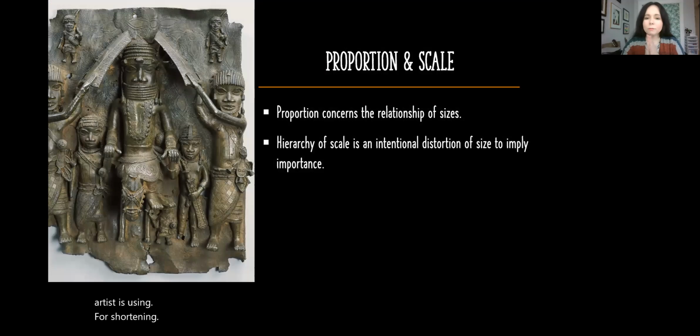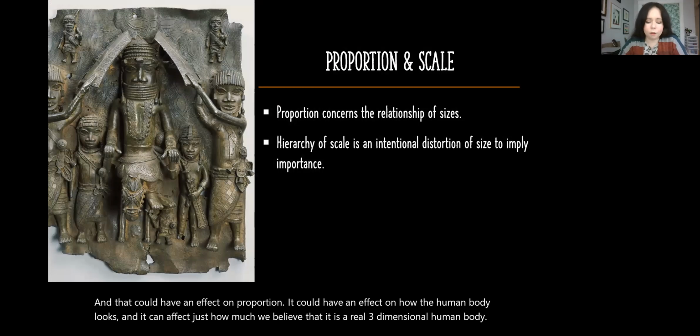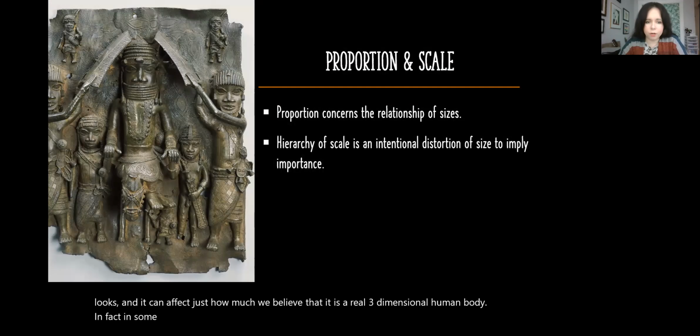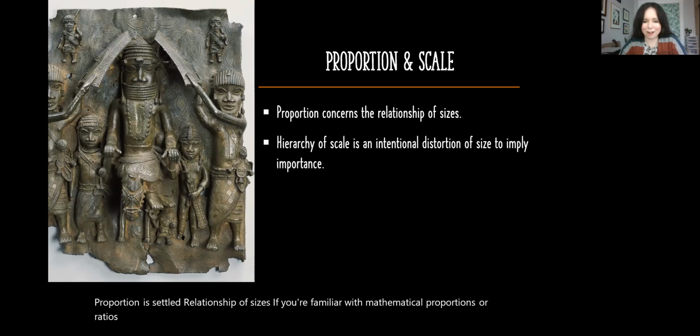And that can have an effect on proportion. It can have an effect on how the human body looks, and it can affect just how much we believe that it is a real three-dimensional human body. In fact, in some artworks in this course, you're going to see rather unrealistic portrayals of proportion and scale. Proportion is the relationship of sizes. If you're familiar with mathematical proportions or ratios, you already have the right idea. So for us, scale means size.